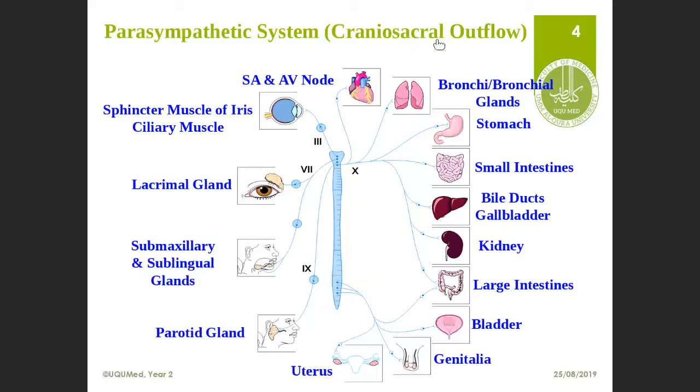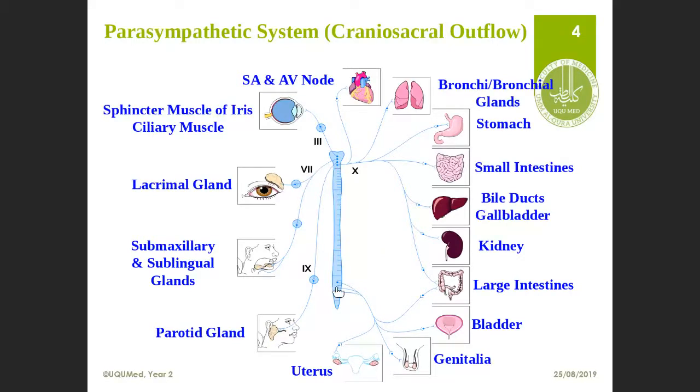What does craniosacral mean? Craniosacral outflow means that four cranial nerves, which are supplying the eyes, heart, lungs, stomach, small intestine, bile ducts, kidney, and to some extent the large intestine, lacrimal gland, submaxillary, and parotid glands, are innervating from the central nervous system, not from the spinal cord.